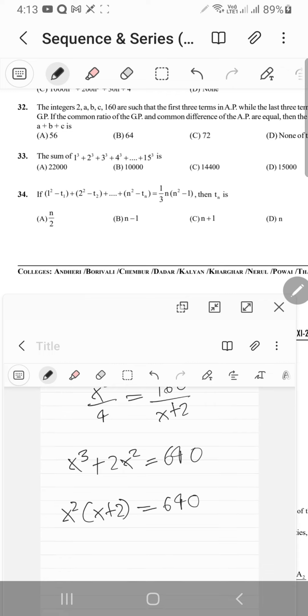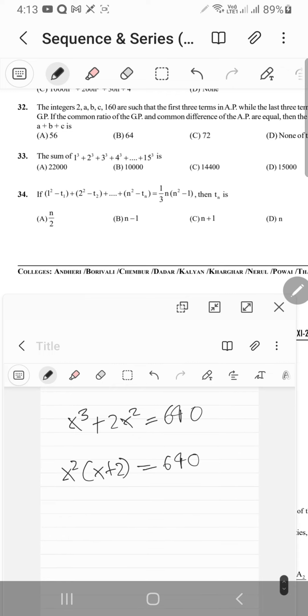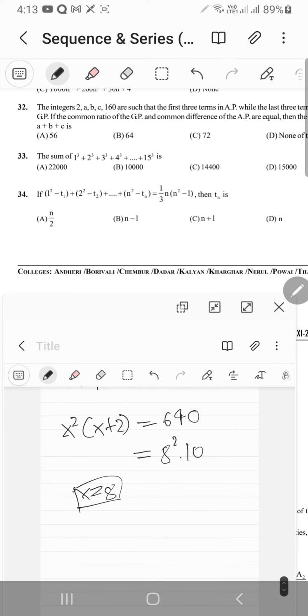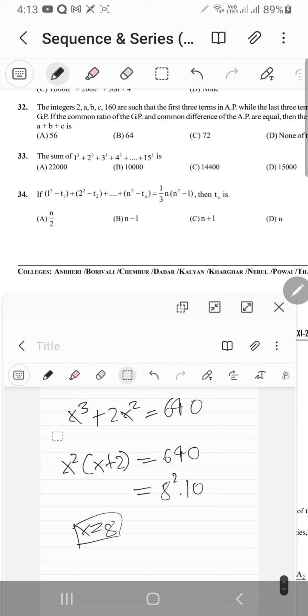Maybe you can guess like, okay, 8. Yeah, this makes sense. It's just 8 squared times 10, right? x equal to 8. There we go. You got one solution at least. So let's see if there are other solutions to this. Alright, so x equal to 8 is a solution.